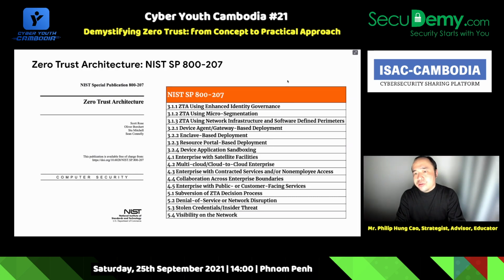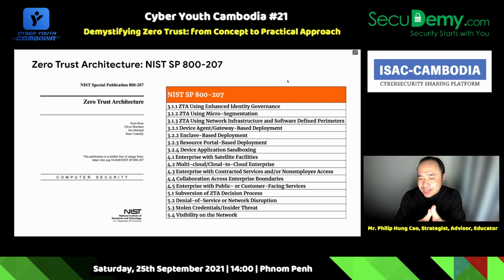So you talk about identity governance, which is the people. You talk about micro segmentation, which is the network. You talk about the network infrastructure and software defined perimeter, SDP, also the network portion. Then talking about the devices, device application sandboxing is also at the device level. Then you're talking about the workload, the multi-cloud or cloud-to-cloud enterprise, which is the workload. And you also talk about the stolen credential or insider threat, which is also related back to the people, and the visibility on the network is the last part.